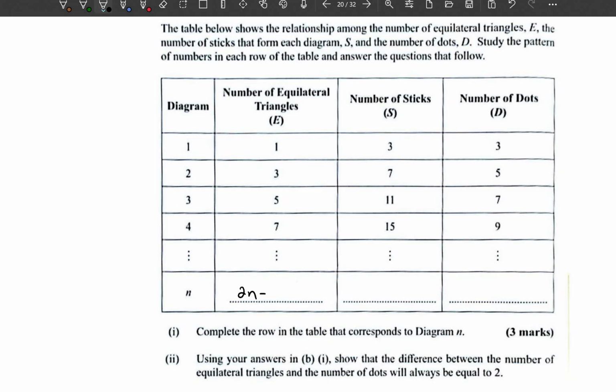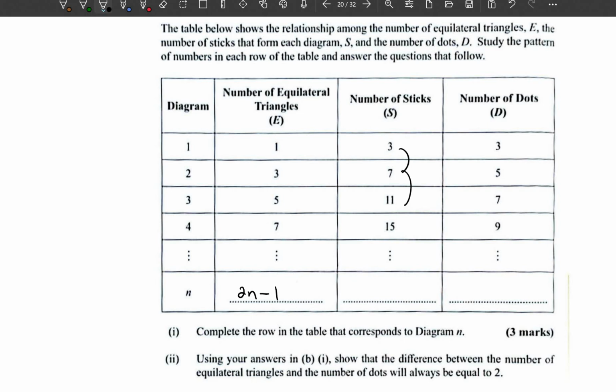So we are increasing by 2n each time. But then we have to minus 1 to get back to the number we are at here. So 2 by 1 is 2. If we minus 1, we get back 1. 2 by 2 is 4. If we minus 1, we get 3. 2 by 3 is 6. If we minus 1, we get 5. So this one is going to be 2n minus 1.